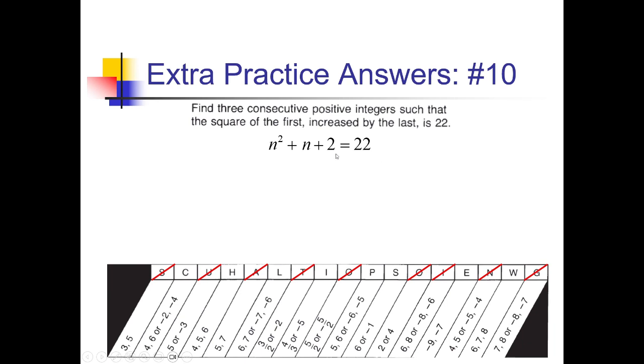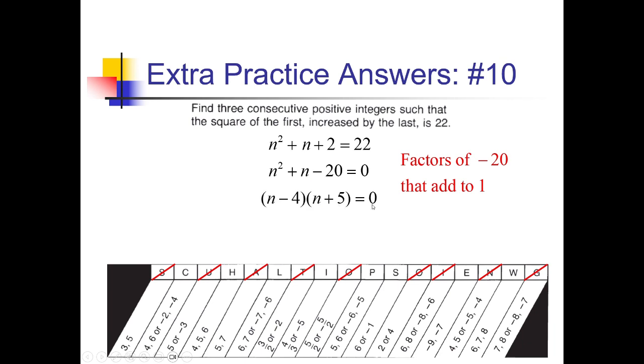So that's not a horrible setup. We just have to subtract 22 to get standard form. So 2 minus 22 is negative 20. And now I just need factors of negative 20 that add up to 1. So that would be negative 4 and positive 5, n minus 4, n plus 5 then. Zeroing each of those out, we've got 4 and negative 5.